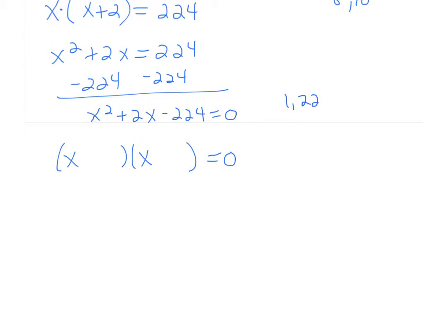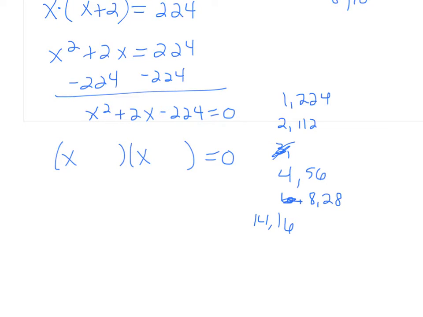So we got 1 and 224. We have 2 and 112. 3 doesn't work. 4 and 56. 6 doesn't work. Let's see if 8 works. 8 and 28. 9 doesn't work. 10 doesn't work. 11 doesn't work. 12 doesn't work. 13 won't work. But 14 does. Okay, so we get 14 and 16.